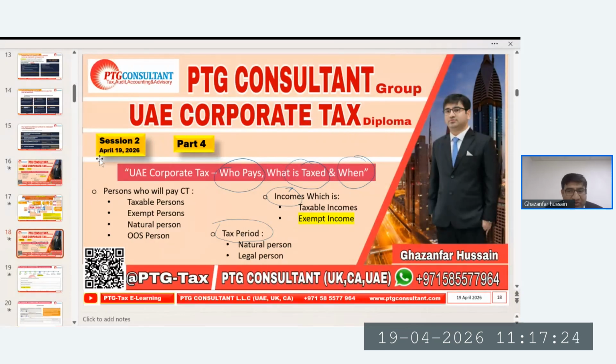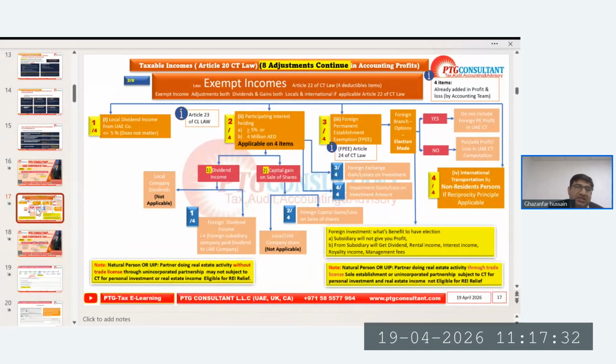We were continuing the exempt income, the last point. Here we understand the four main exempt incomes that will be deductible under the corporate tax computation. We said the local dividend, then the participating interest, which we understand in detail. Then the foreign PE. Another point, the international transportation. So these 4 points of exempt income, we understand.